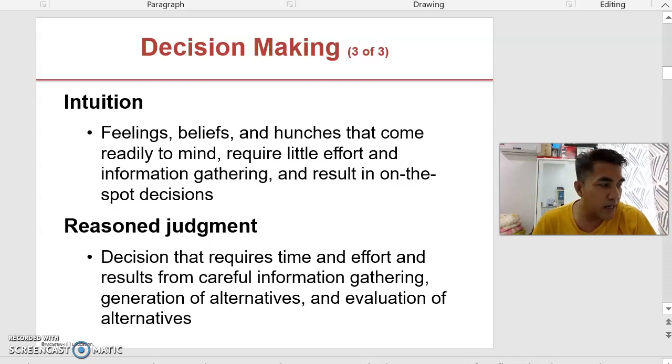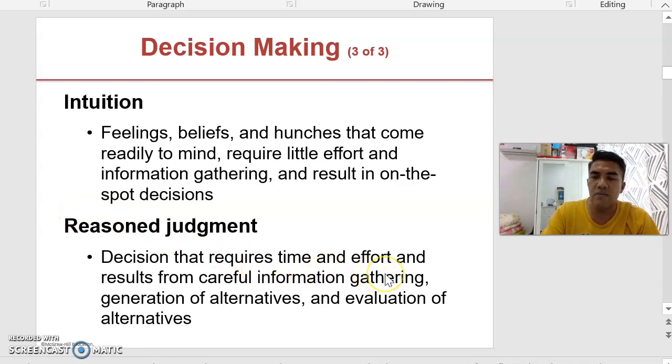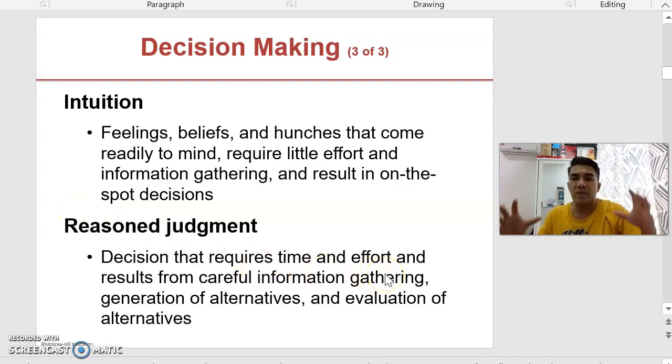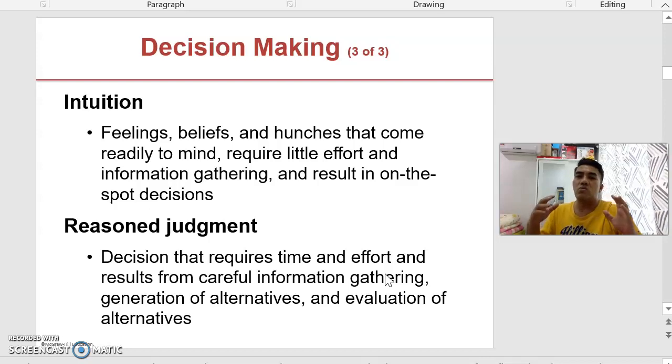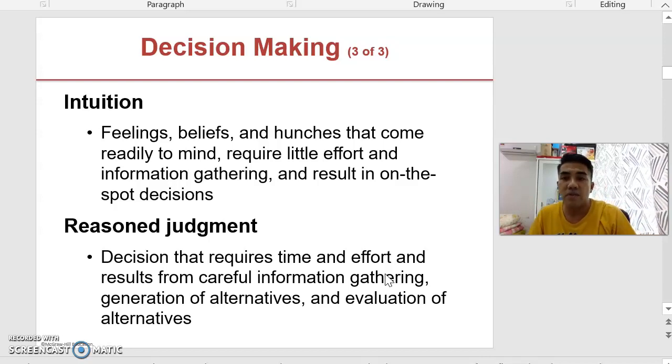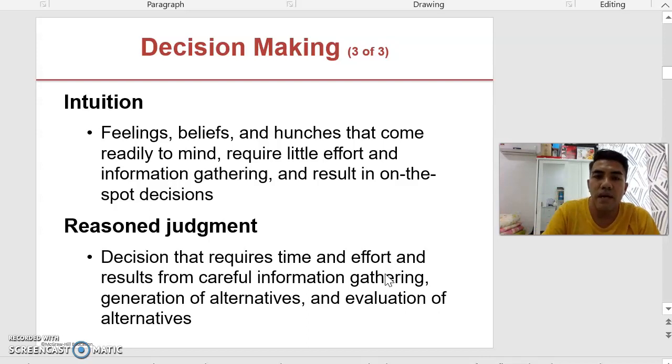And then reasoned judgment, a decision that requires time and effort and results from careful information gathering, generation of alternatives, and evaluation of alternatives. So for reasoned judgment, it would take a much longer time and effort. It would allow you to collect all of the information first, and then evaluate the possible alternatives, before you make the decision.